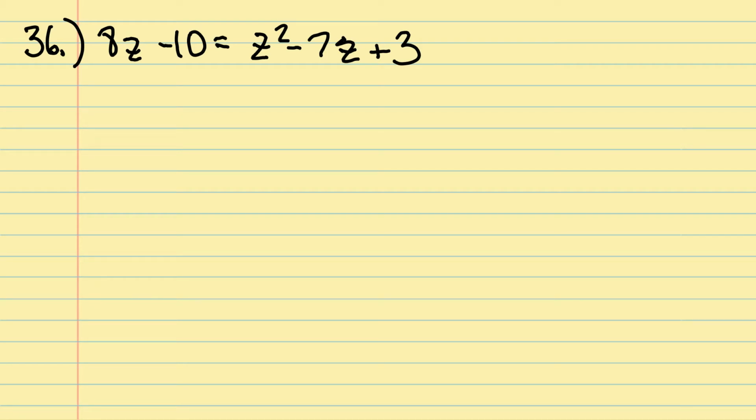Alright, 36 is 8z minus 10 equals z squared minus 7z plus 3. I still have to set it equal to 0 even though I'm only finding the discriminant. Alright, so remember this is not a solution, this is just information. So I have to make it equal to 0. So make this side equal 0. That means I'm going to subtract 8z from both sides.